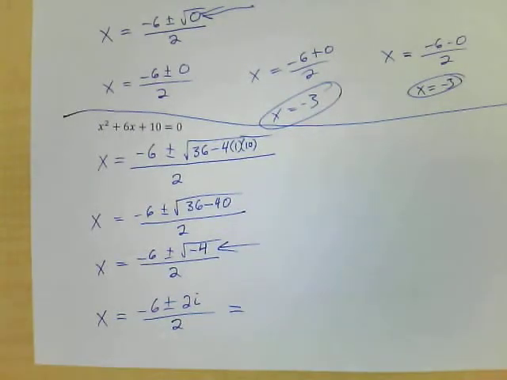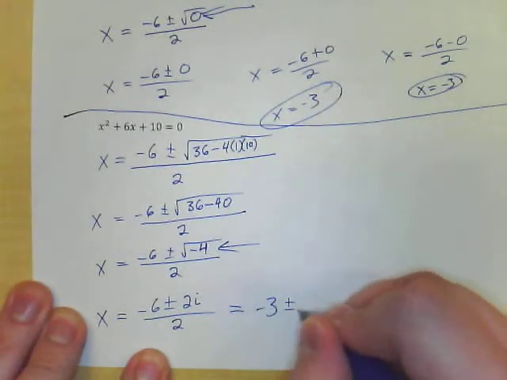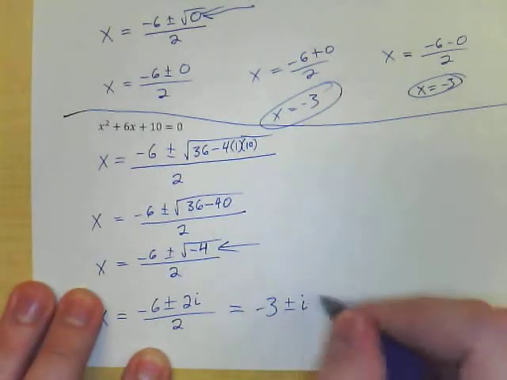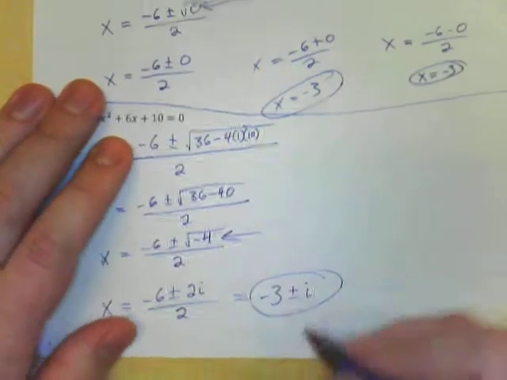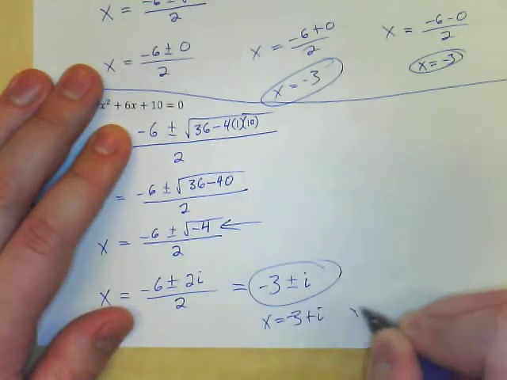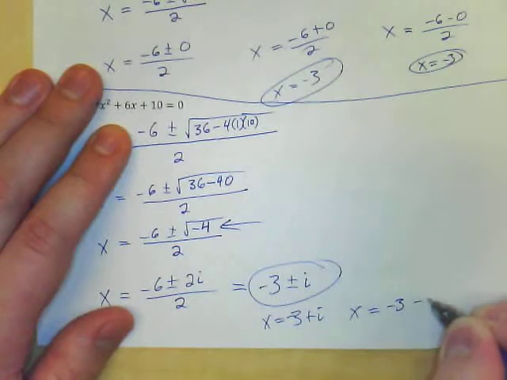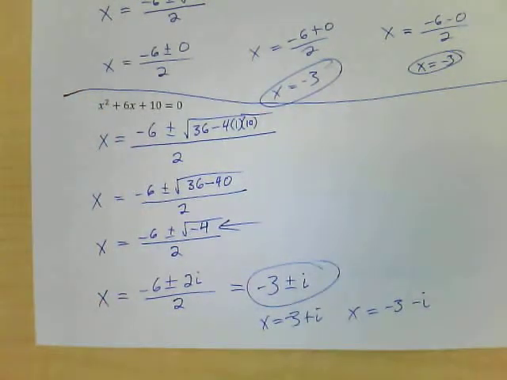So it's negative 6 and 2i, those can both be divided by 2. So we could write this as negative 3 plus or minus i. And so you can see then that the two solutions we get are imaginary solutions. Now, if you want to write these separately, you could say one is negative 3 plus i, and one is negative 3 minus i. That'd be just fine. Or you could pack them together in this one with a plus or minus.